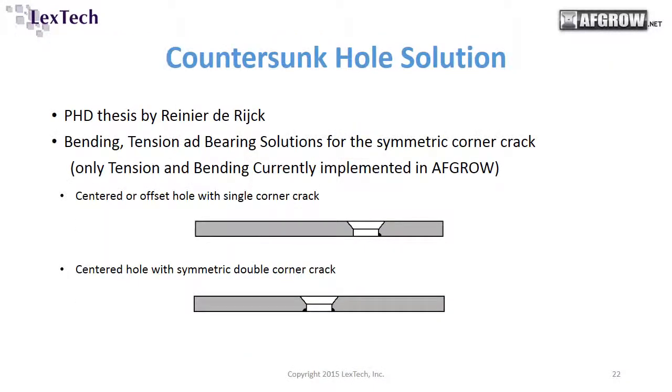Now the countersunk hole solution was provided by Rainier Uric. This was his PhD thesis at Delft. We have solutions for bending, tension, and bearing. However, right now only the tension and bending are implemented because of some issues that we found with the reference stress for bearing, which will be worked out as soon as possible. For a single crack, we can have a single countersunk hole anywhere in the plate, but for a double crack it can only be symmetric at this time.